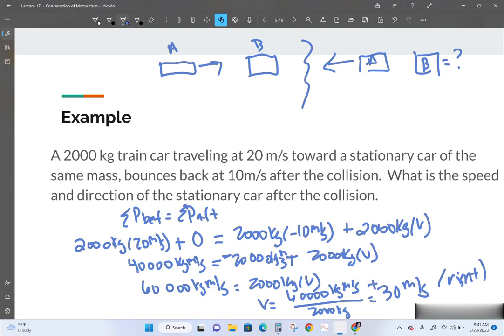I know that because this is a positive value. So it's going to be moving like that. So when you add these together, the momentum of A and momentum of B, it ends up to be the same momentum that they had to start with.